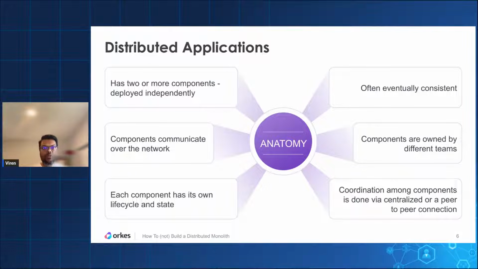So if you think about the anatomy of a distributed app, what does it contain? Roughly speaking, and this is definitely not a thumb rule or some sort of guiding principle, but if you have two or more components which are deployed independently, you have these components talking over the network. These components have their own life cycle, maybe their own state, and they coordinate using some sort of centralized orchestrator or use some sort of peer-to-peer connectivity. And more importantly, the systems are often eventually consistent, as they could be long-running processes.